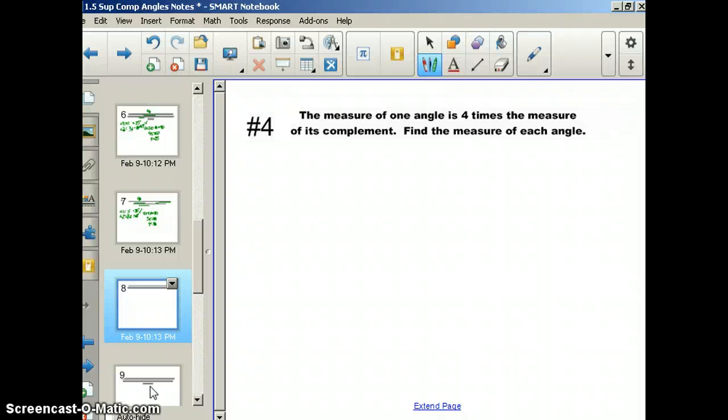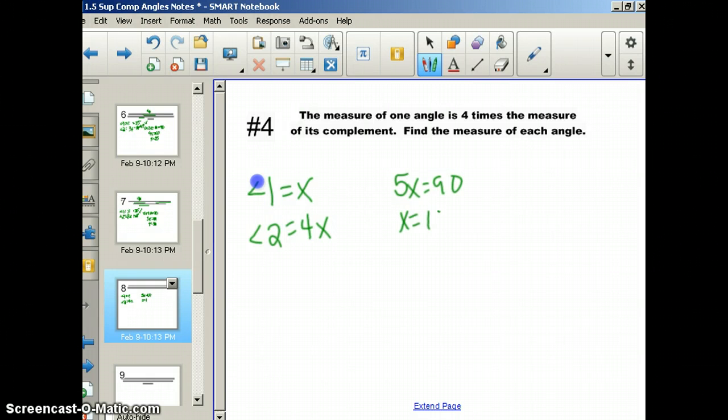Okay. Our next example. The measure of one angle is 4 times the measure of its complement. Take a minute and try this problem on your own. You might want to hit the pause button. Okay, so once again, we have angle 1 is x, and angle 2 is 4 times the measure of its complement. So we get 5x equals 90, and x is 18 degrees.